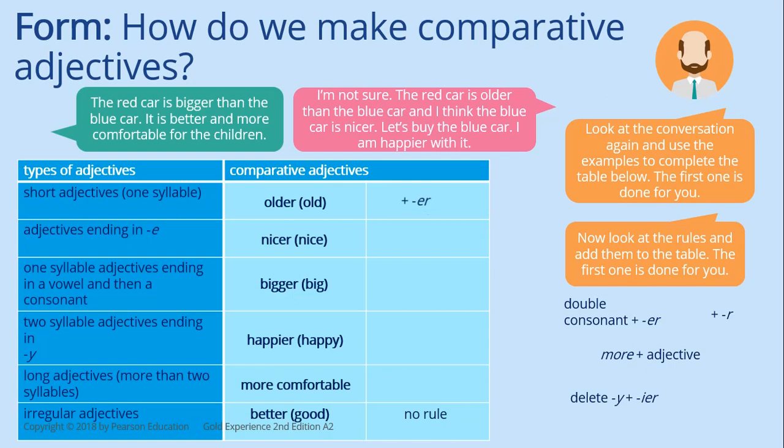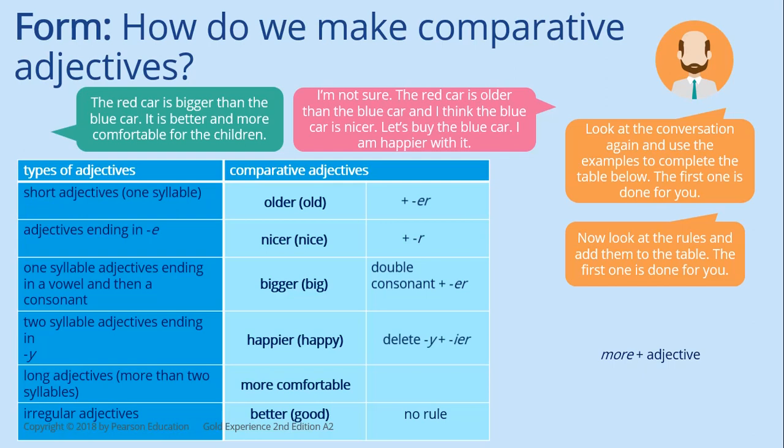Now look at the rules and look at the table again. Complete the table and have a look at the first example. It's been done for you. So with short adjectives, we add ER, old, older. If an adjective ends in an E, we simply add R. With one-syllable adjectives ending in a vowel and then a consonant, we double the consonant and add ER. Two-syllable adjectives ending in Y, remember Y changes into I and then we add ER.